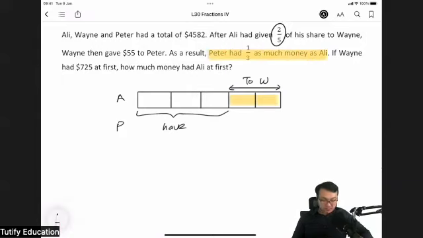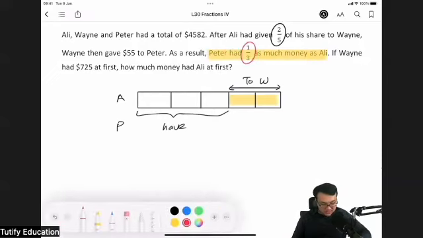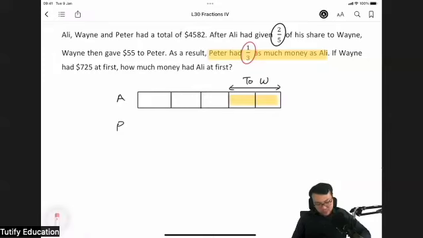Peter has 1/3 as much as Ali. So how many units does Peter have? 1 unit. Very good. Peter 1 unit, because it's 1/3 as much as Ali. You are correct. But I'm going to cut it like that, and I'm going to write 55 here. Can you tell me why?